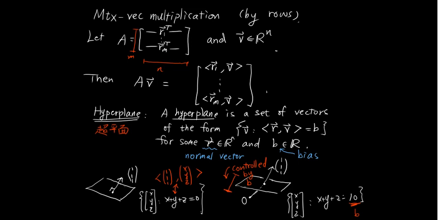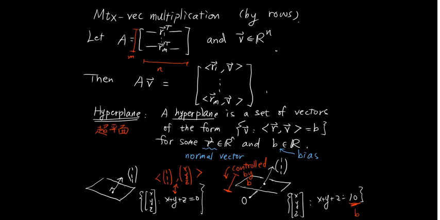In a two-dimensional space, you can draw a straight line. This straight line also has a normal vector R, and you can determine what B is here. I keep saying controlled by B because this number is not B, okay? But if B is bigger, then this line will push forward. If B is equal to 0, it will pass through the origin. If B is a negative number, then it will be on this side.